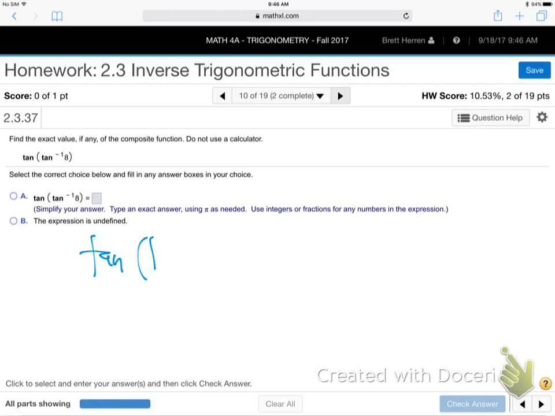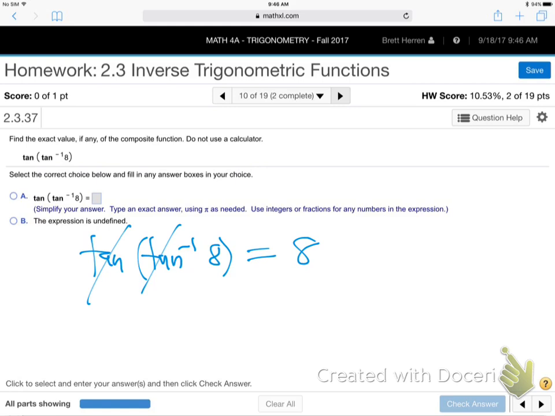Tangent of tangent inverse of 8. Now, we'd like to say it's just 8. Can we? Can we say they just cancel, they're opposites, they undo each other like a toaster and a detoaster, or inverse toaster. They just cancel each other out, and it's just back to 8. Is that true? Well, yes, if 8's in the zone.